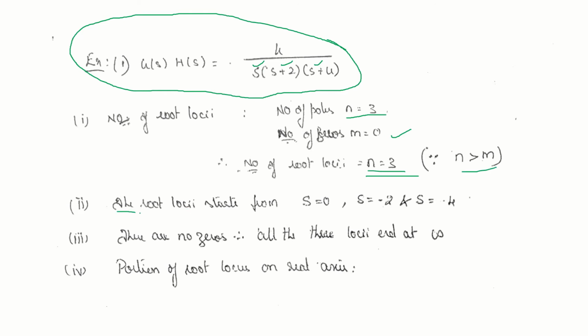Where are the starting points of the root loci? One root locus should start at s equal to 0. Another should start at s equal to minus 2. Another at s equal to minus 4.